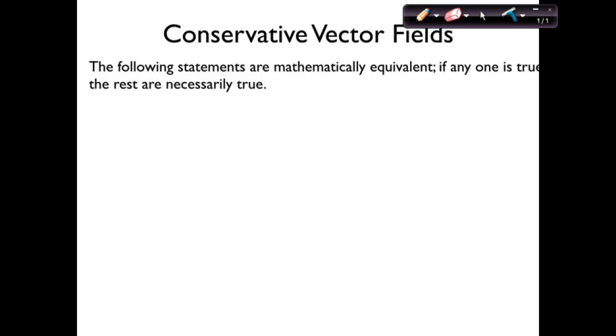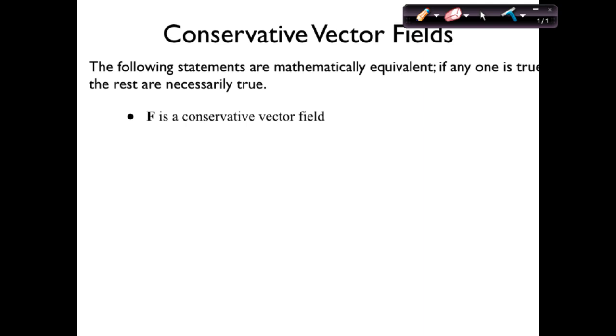So here's a summary. Make sure if you're going to try to copy this down that you're listening and engaging your mind, not just copying words. You can always go to the video and get your notes to look pretty later, okay? So here, for conservative vector fields, the following statements are mathematically equivalent. If any one of these is true, then all the rest are true. These are all equivalent statements. So given one, all the rest hold too.